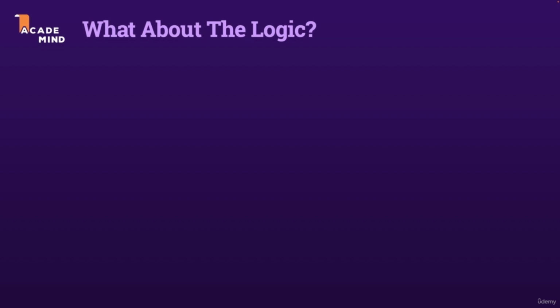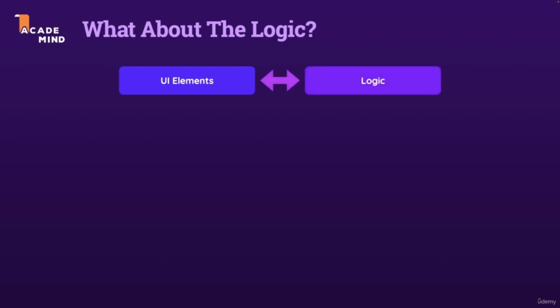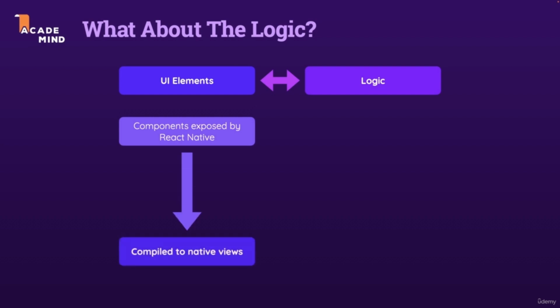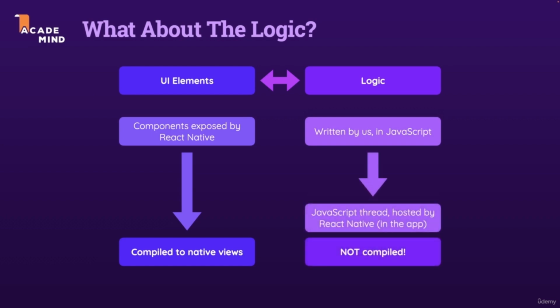But what about the JavaScript code you write outside of JSX? What about all these functions, if statements, state management? What about that? Well, unlike the UI elements, the logic is not compiled. The UI elements, which are those components exposed by React Native, are compiled as you learned. But the logic which you write in JavaScript is actually not compiled, but instead it's running on a JavaScript thread that's hosted by React Native in the native app that was built.